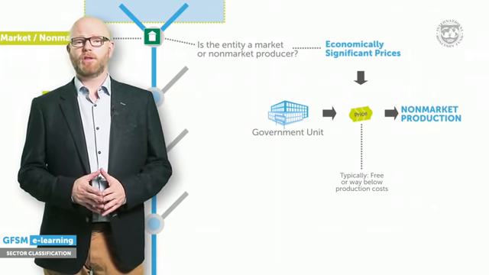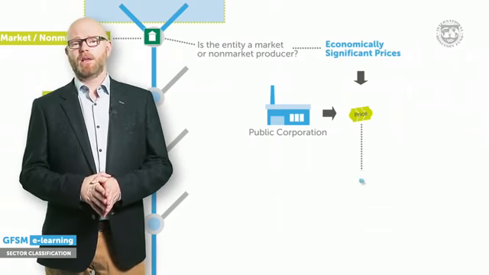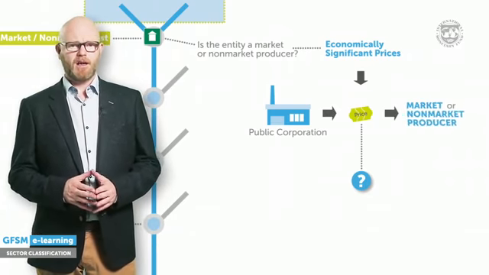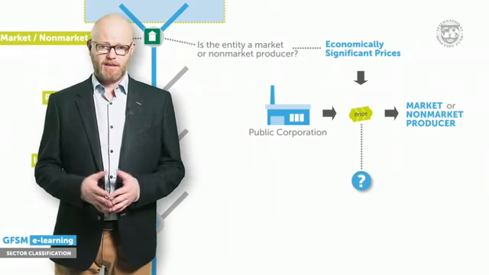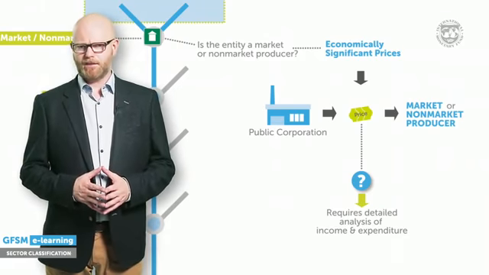Public corporations, however, usually sell goods and services to consumers, often in competition with privately owned firms. Yet these companies often receive financial or other support from the government. Deciding whether a government-controlled airline, bus company, railway, or recreation centre is a market or non-market producer requires an analysis of their income and expenditure. GFSM also provides specific guidance for more complex cases such as public-private partnerships and national investment corporations. By following these 4 steps in a systematic way, all units can be classified into a fiscally relevant sector.